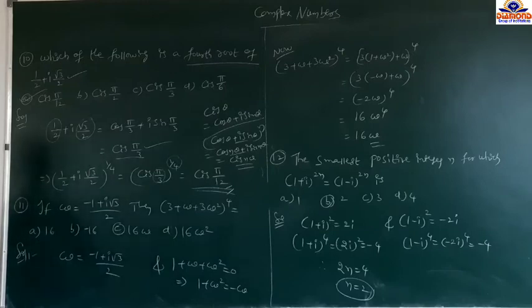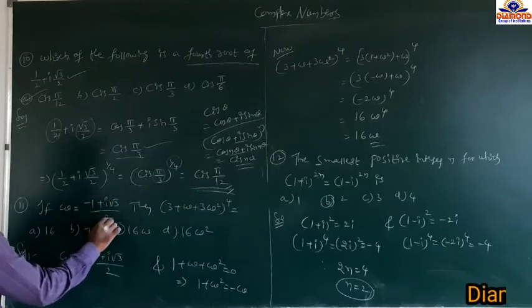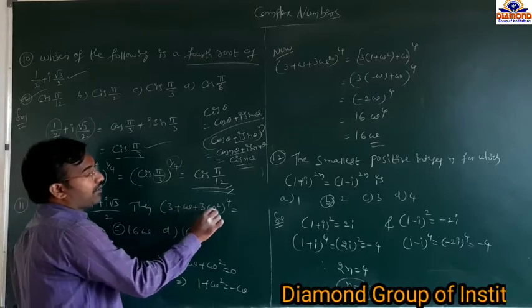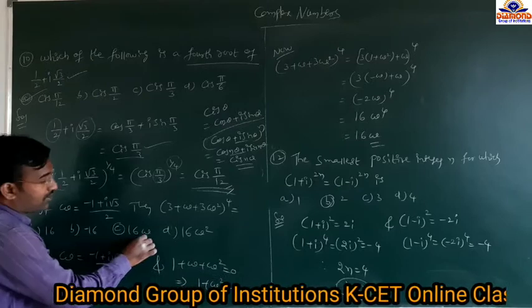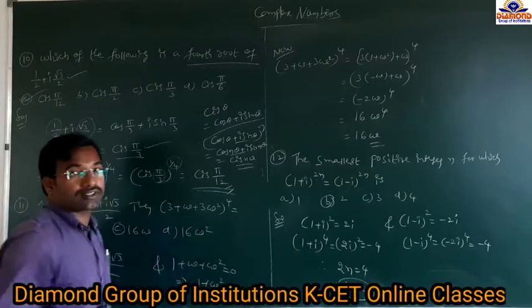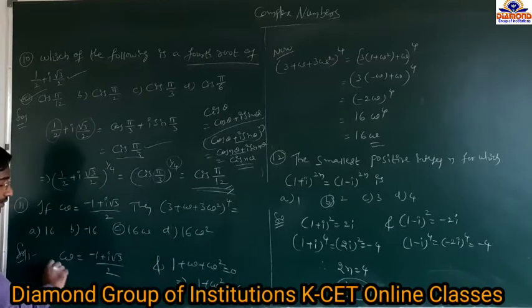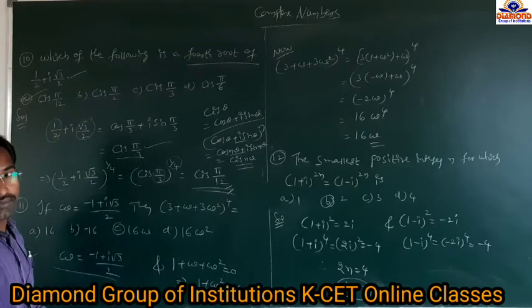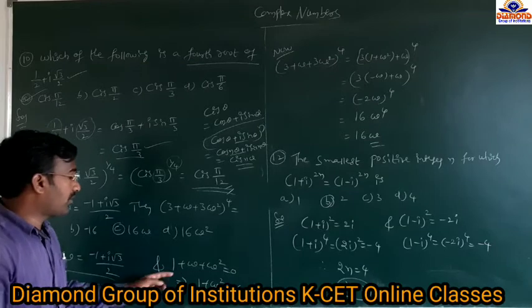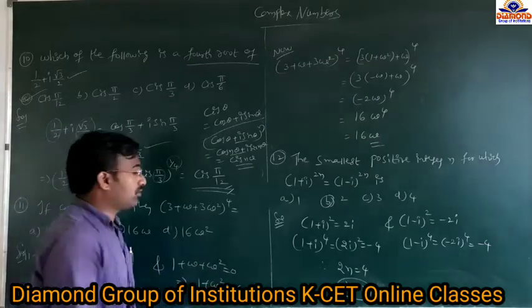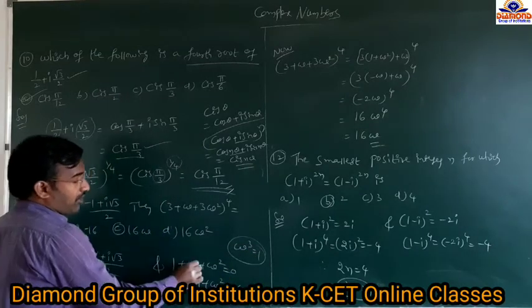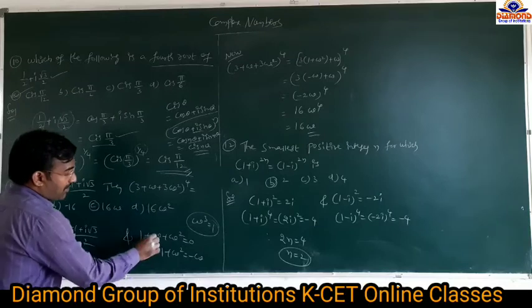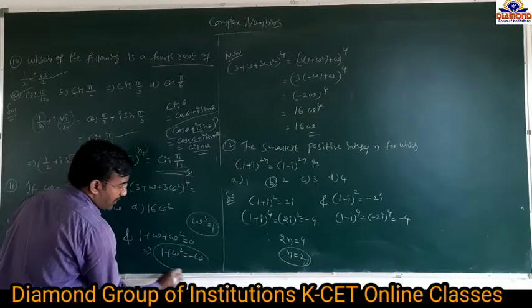So next one. If ω = (−1 + i√3)/2, then (3 + ω + 3ω²)⁴ equals: option A 16, option B −16, option C 16ω, option D 16ω². So given ω value (−1 + i√3)/2, ω is the cube root of unity. ω³ is 1 and 1 + ω + ω² is equal to 0. Next is 1 + ω + ω² equal to 0.